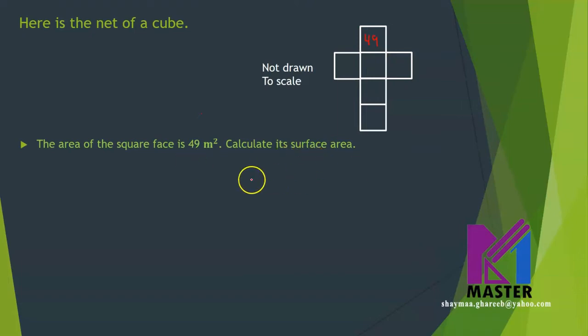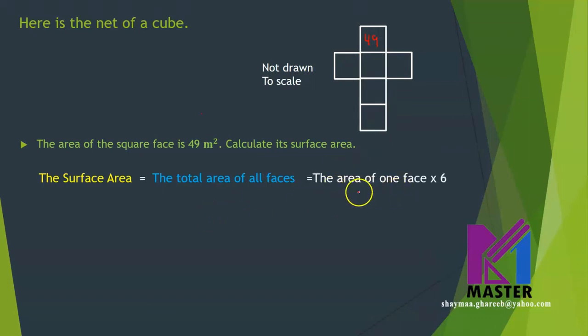To calculate the surface area, what should I do? We said the total area of all faces, so I can add the 49 six times, or I can just multiply the area of one face times 6, which is 49 times 6. The answer will be 294 meters squared. Here the unit is meters squared. We said we measure area and surface area using square units.